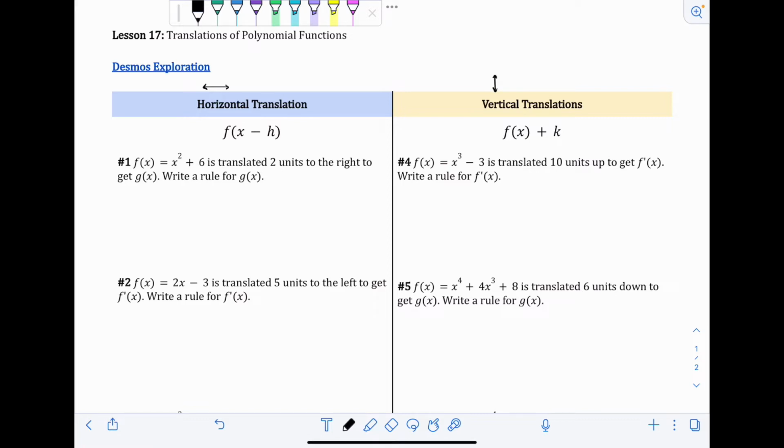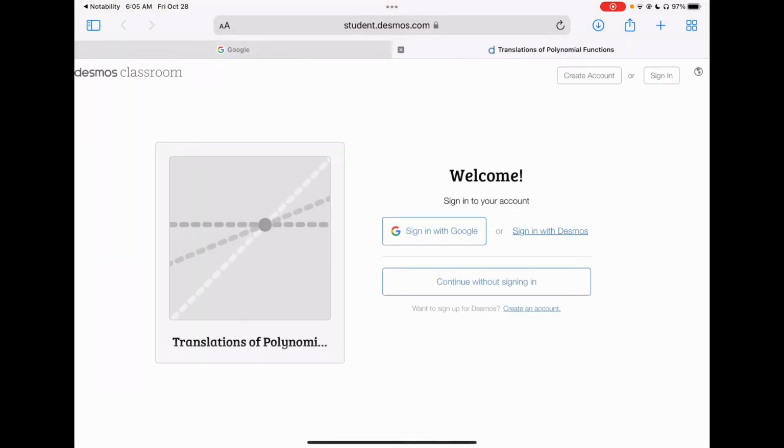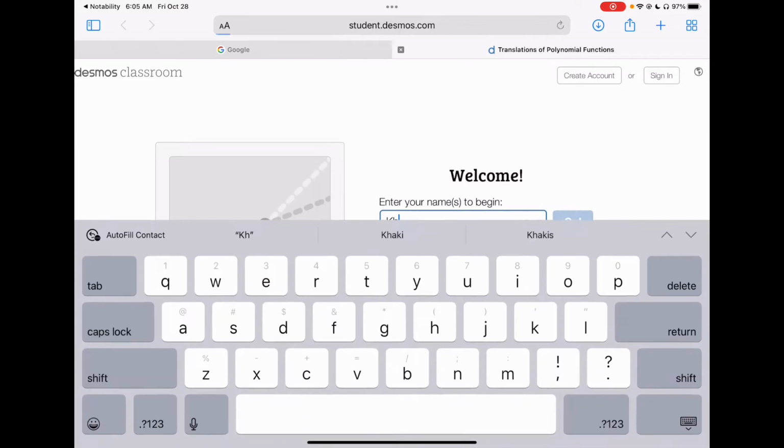So before we get into the actual problems, we're going to do like a little Desmos exploration. You can get to this link through like the printable version if you want to do it on your own. Just click on it, open in whatever browser you need, and then if you want to sign in with Google, you can. If not, you can just do continue without signing in, and then you can type in your first name if you want. Type in your initials if you want. It doesn't really matter.